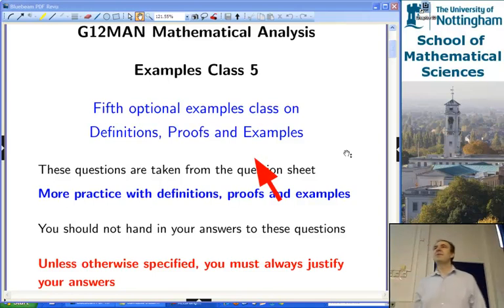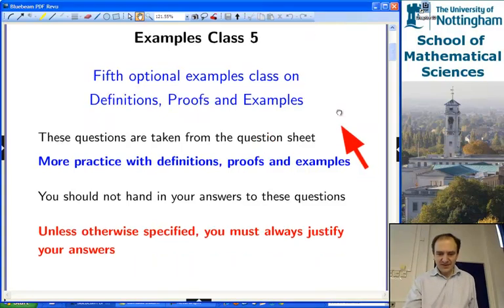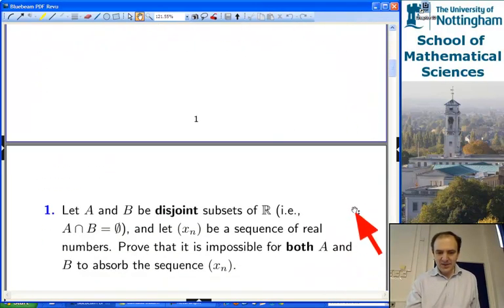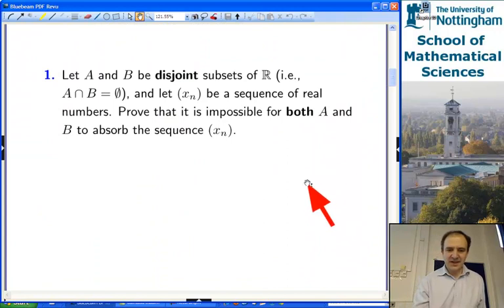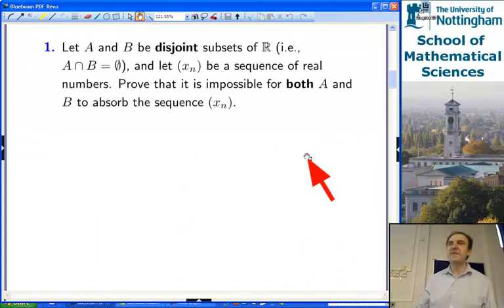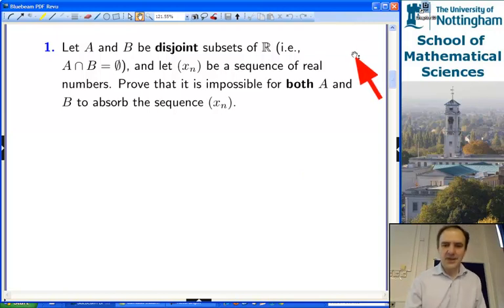Okay, so welcome to our fifth and final optional examples class of this session on definitions, proofs and examples. So let's have a look. What have we got on today? Well, I thought we'd start with something that could be done using proof by contradiction. Don't have to do proof by contradiction on this one, but it's about time we had a proof by contradiction. So I'm going to suggest we do this one by contradiction.